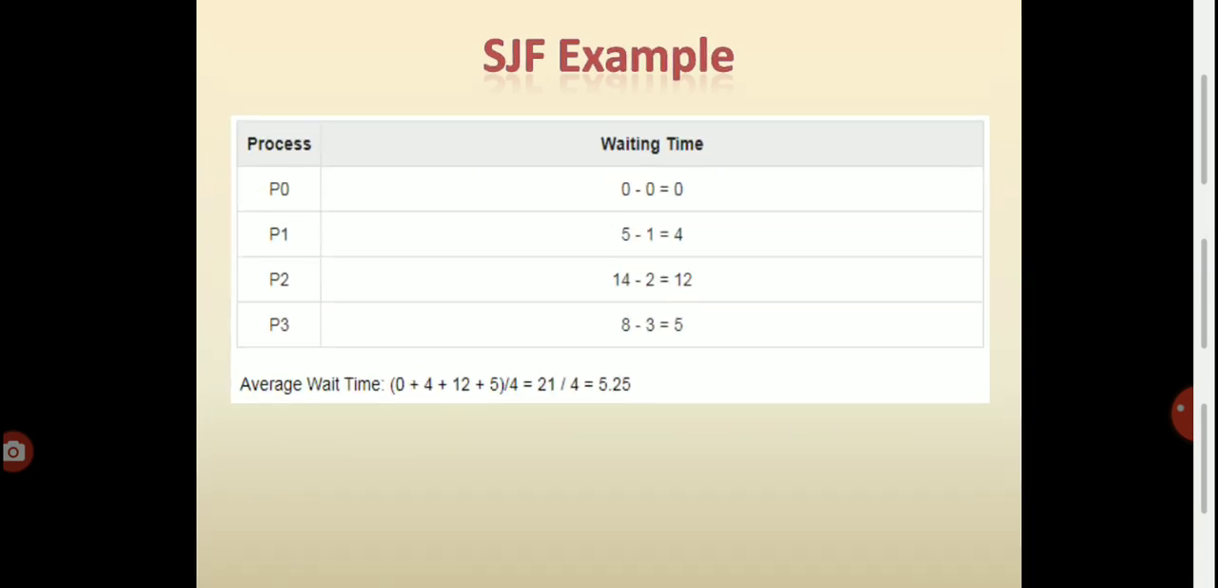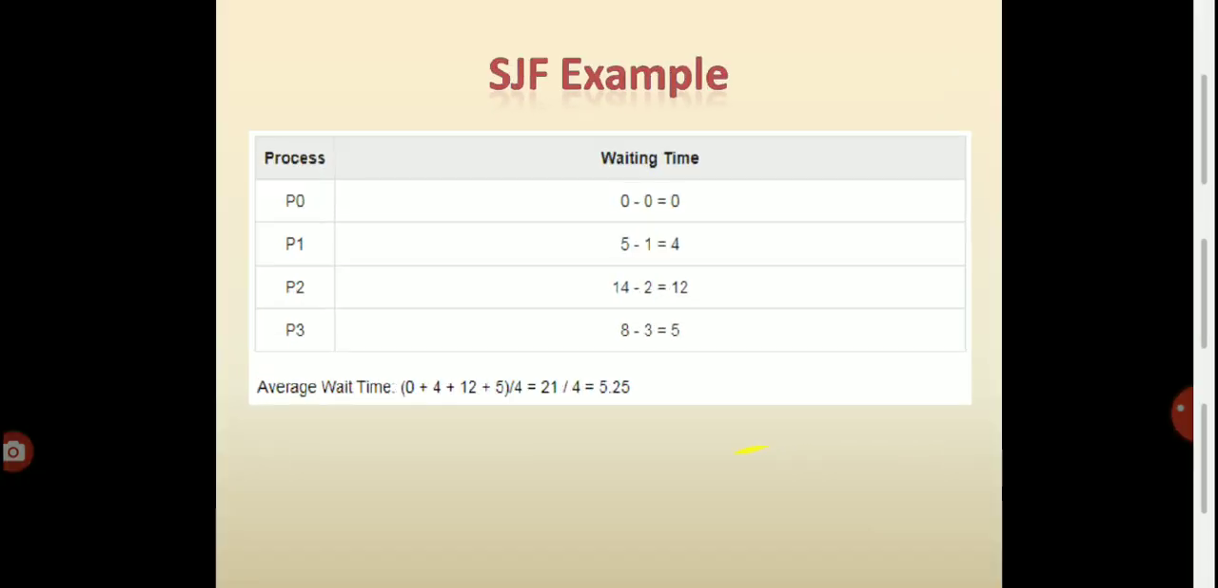The same way we calculate the waiting time: service time minus arrival time, and we take the average. Here it is 5.25, right?